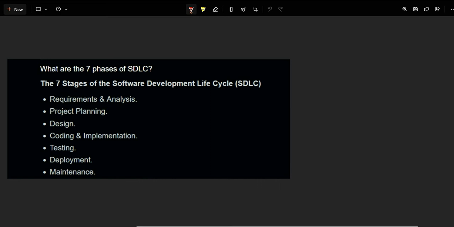First one, requirement and analysis. Second one, planning. Third one, design. Fourth one, coding. Fifth one, testing. Sixth one, deployment. And seventh one is maintenance.